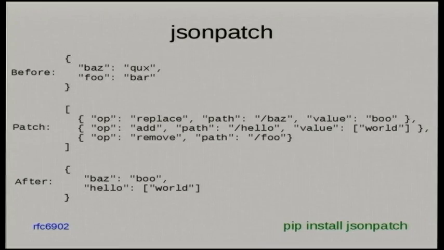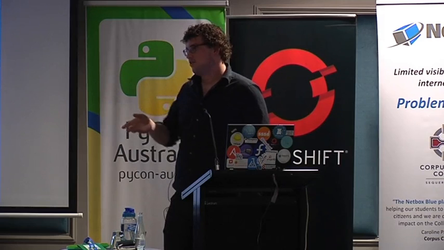Obviously, there's a couple of operations: replace, add, remove. I think there's a move and a couple of others. The path there, that format of /baz, is called JSON pointer, if you're looking for it. It's kind of like a subset of XPath. So /baz is a key in the root called baz.